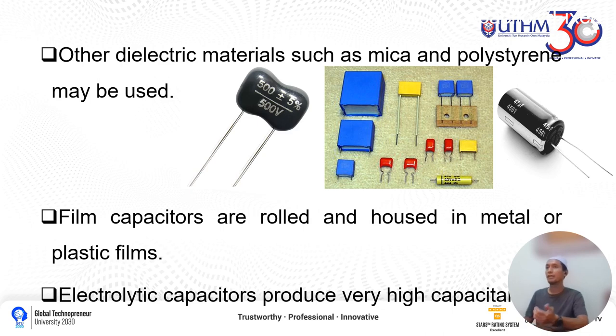Other capacitors like mica or polystyrene may also be used. These are materials that can be used in building the capacitor. And then we also have film capacitors, which are rolled and housed in a metal or plastic film. And usually the electrolytic capacitor produces very high capacitance. This kind of capacitor you can see a lot in, for example, the motherboard of a computer and in electrical circuits.